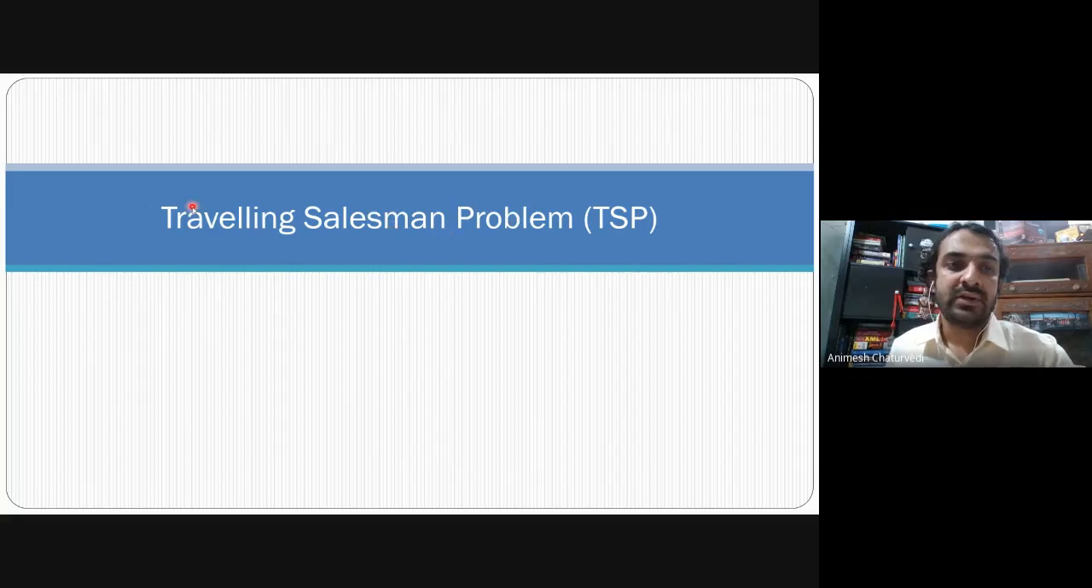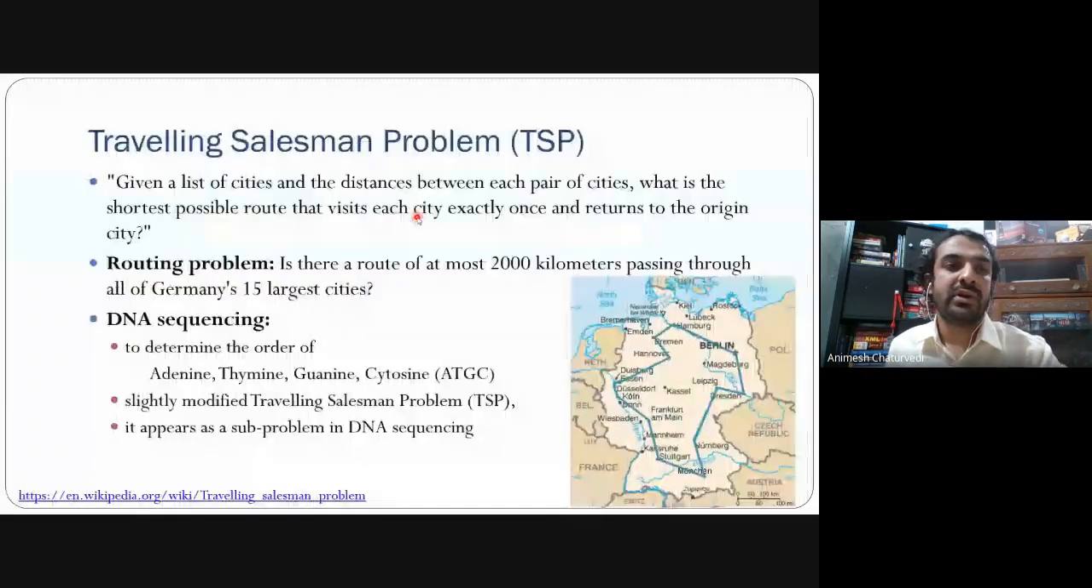And today we'll start and see the traveling salesman problem. We'll define the traveling salesman problem and learn about it. The traveling salesman problem basically says: given a list of cities and the distance between each city, what is the shortest possible route that visits each city exactly once and returns to the origin city?